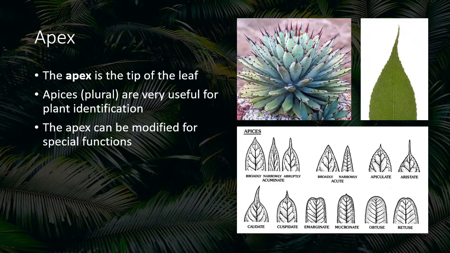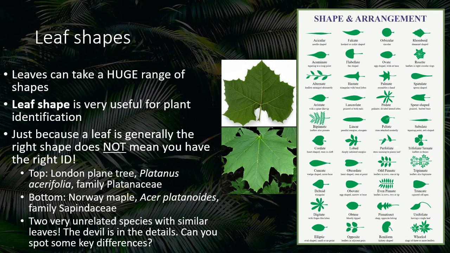We can look at the shape of a leaf and compare it to some kind of key and determine what the shape of the apex is and whether or not that matches the expected traits for a particular species of plant. Leaves can also be a lot of different shapes, and the shape of the leaf can, once again, be super useful for plant identification. One thing I'd like to stress is that a lot of people misidentify species that look very, very similar to each other.